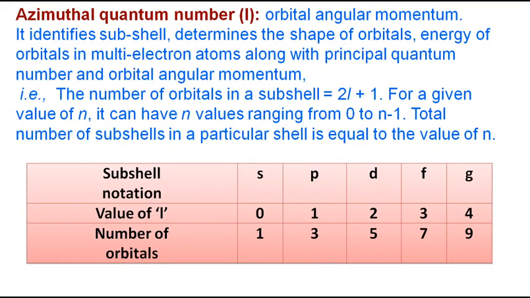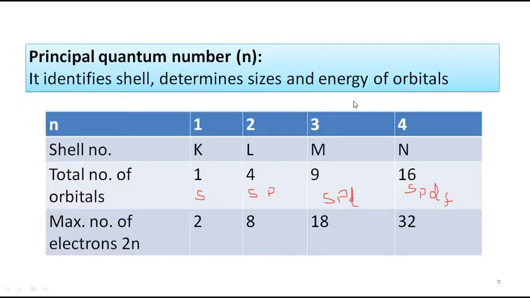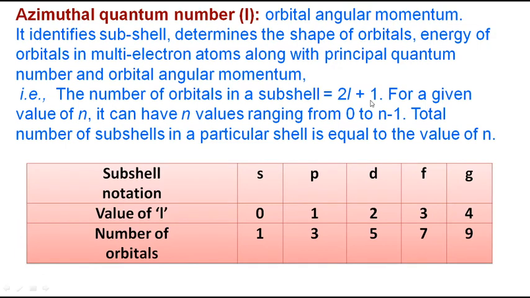Next is orbital quantum number. Orbital quantum number identifies the subshell, determines the shape of the orbitals and the energy of the orbitals, along with the principal quantum number. So the number of orbitals in the subshell, I told you, 1, 4, 9 and 16 number of orbitals, how they found out, using this value 2l plus 1.